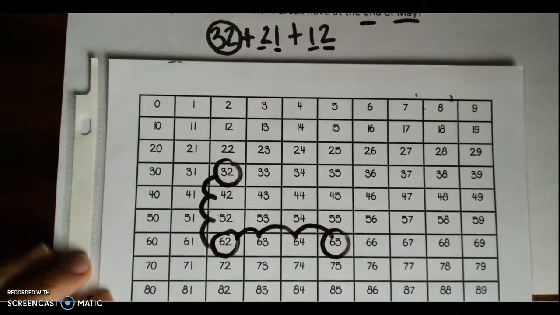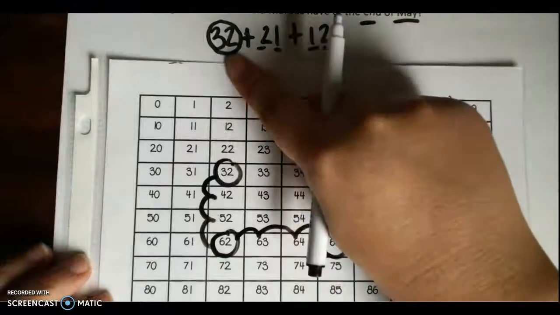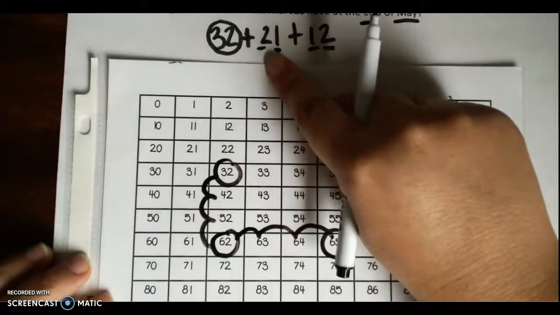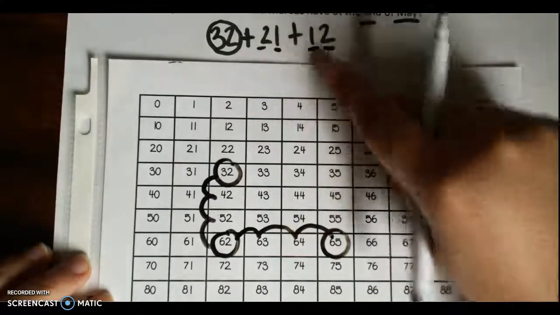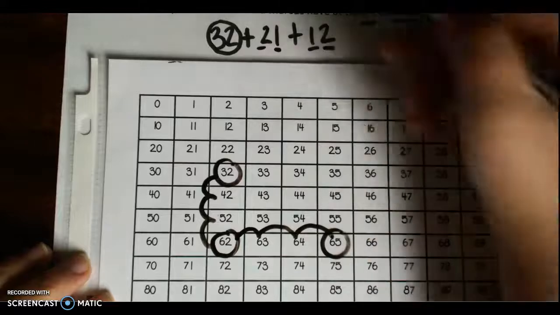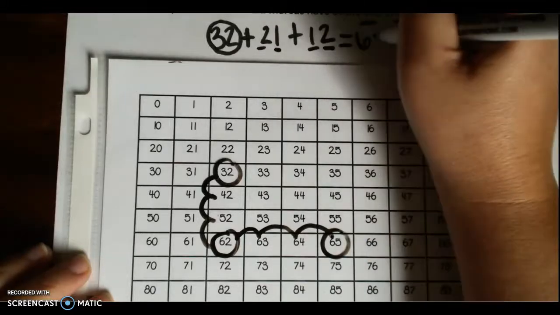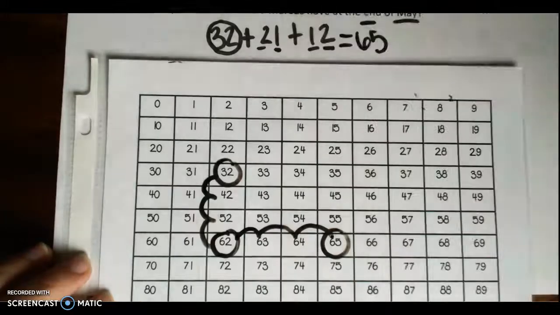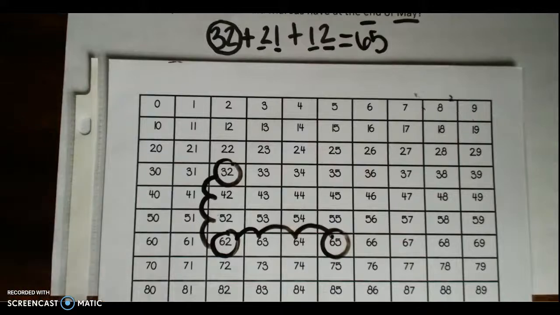So now I know 32 plus 21 plus 12 equals 65. Good job. Now it's your turn to try.